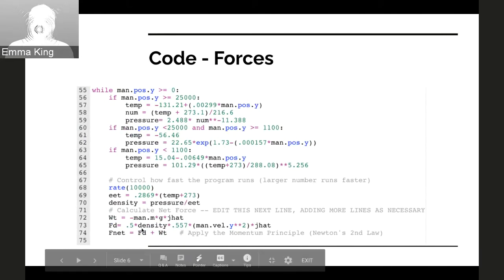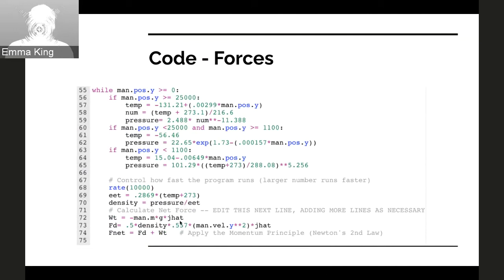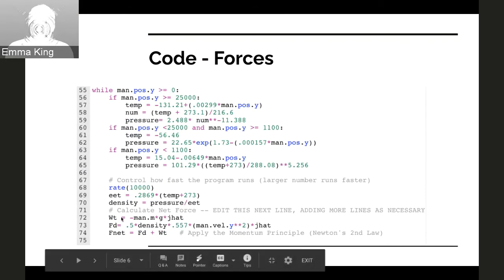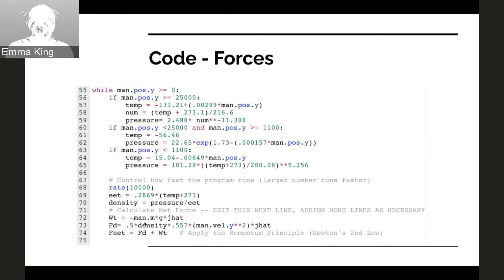And then we have the weight force, which is just his mass times gravity. It's negative, obviously, because it's pulling down on him. The drag force is going to go up, so it's positive. The equation for the drag force was 1/2 times the density times 0.557 times his velocity squared times j hat. That 0.557 is just a constant for the equation of the drag force through the Earth's atmosphere. Then I added these forces together to give F net equals F drag plus the weight force, which gives the total force on him.